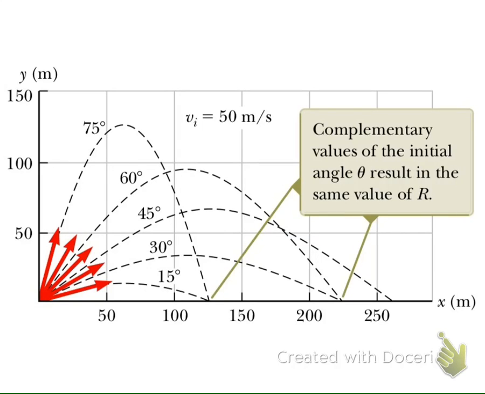There is a further interesting result from the previous calculation. From the property of the sine function, we know that the sine of 2 theta is equal to the sine of pi minus 2 theta.